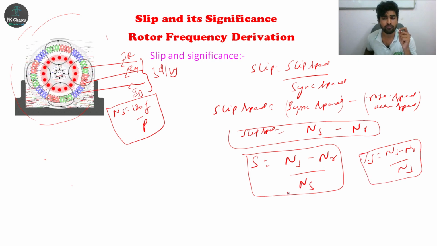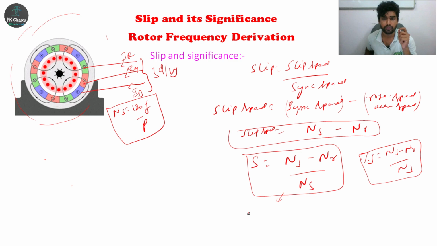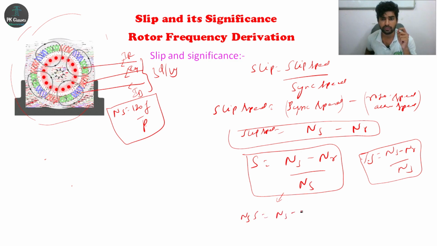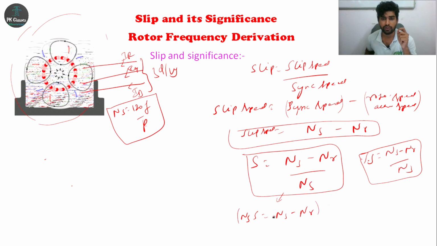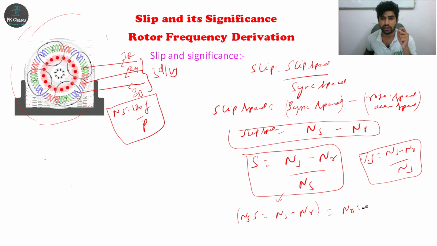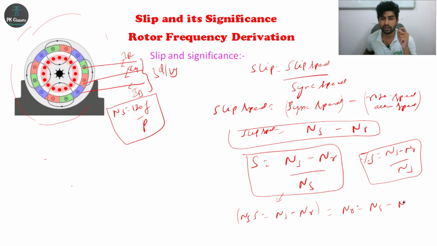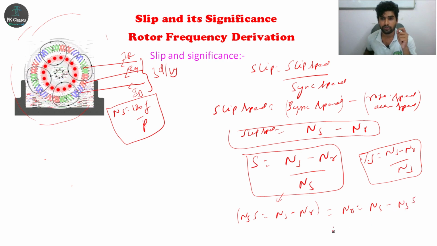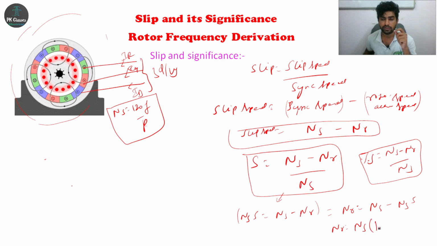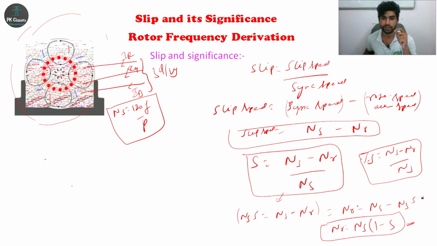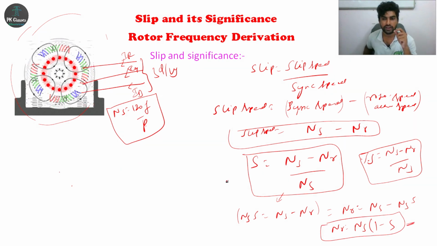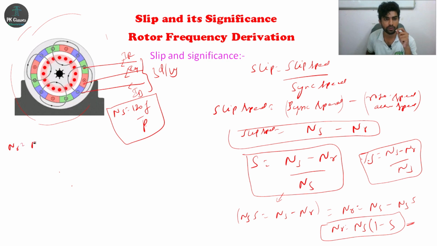If you want the rotor actual speed from this equation, I'll just multiply over here. Ns times s is equal to Ns minus Nr. So Nr is equal to Ns minus Ns times s. I'll take Ns common outside: Nr = Ns(1 - s). This is the equation of the rotor actual speed.